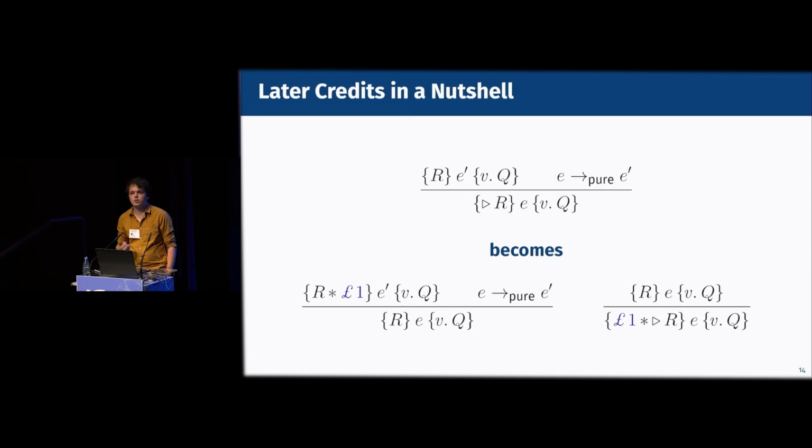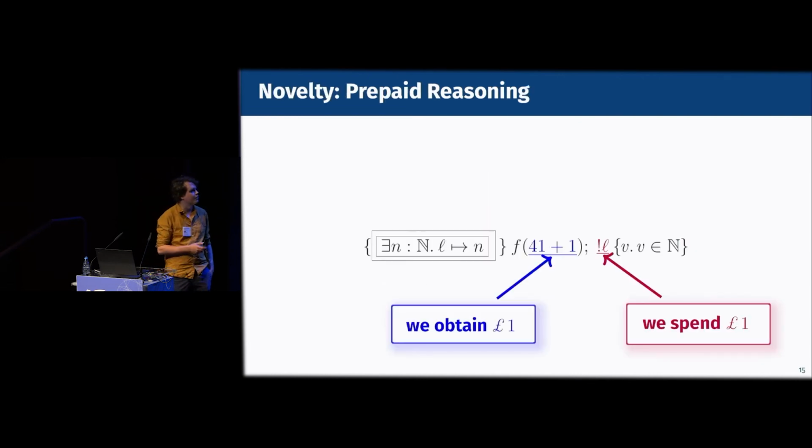In a nutshell, what later credits do is we take the stepping rule and we split it into two parts. One rule that gives us a later credit after taking a physical step. We're basically being rewarded for taking that step. And then a second rule that allows us to spend that later credit for later elimination. If you take these two rules and you put them together, you just get the rule from above. Nothing changed. But you don't have to use them right after each other.